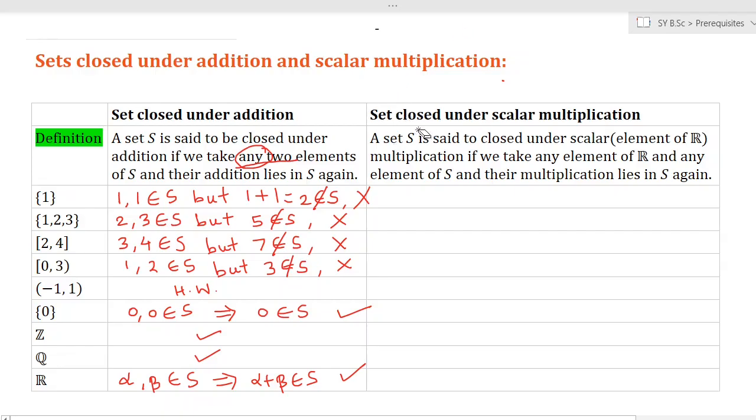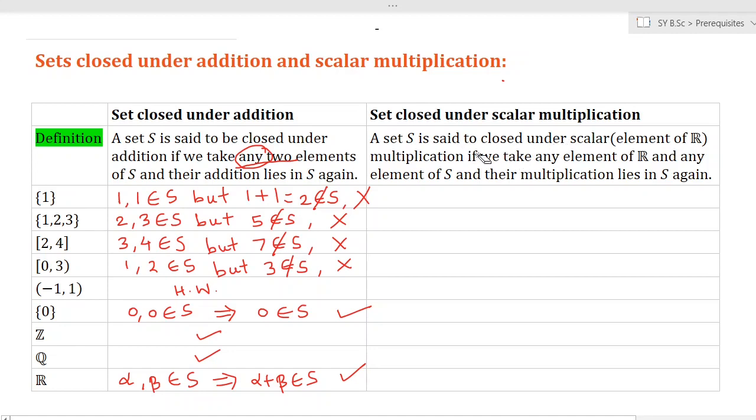So hello everyone, now we are going to discuss the definition of a set closed under scalar multiplication with some examples. As discussed previously, for a set closed under addition we need two elements of the set S. So here for scalar multiplication we need one element of a field and one element of set S, and in our syllabus that field will be what? Set of real numbers.